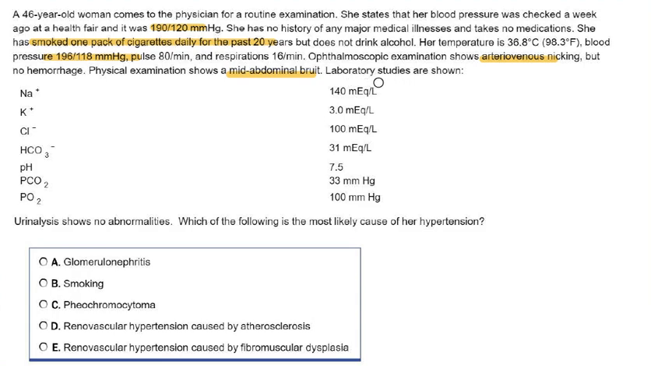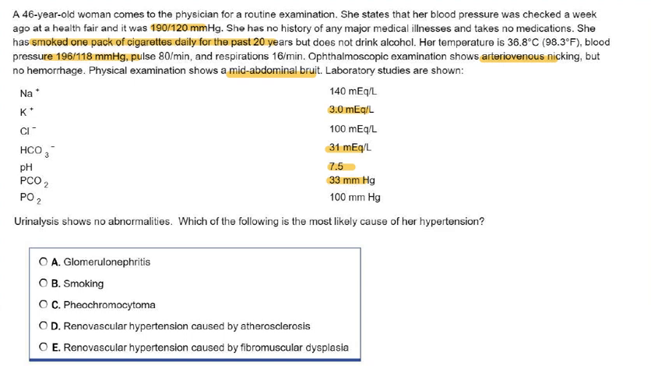So laboratory studies: the metabolic panel shows sodium 140, potassium is decreased. HCO3 is increased. Normally it is around 24. The pH also increases, so it's alkalosis. PCO2 is a little bit decreased. PO2 is normal. Urine analysis shows no abnormality. So we straight away think the pathology is not related to the glomerular apparatus. Which of the following is the most likely cause of her hypertension?